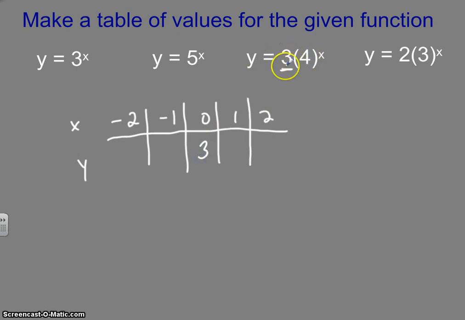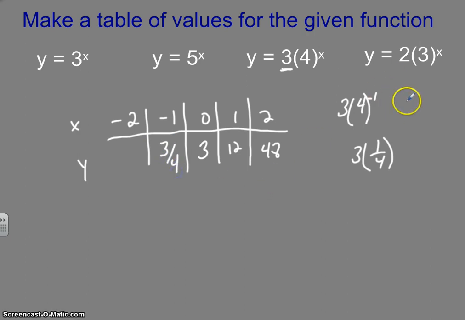4 to the first is 4. 4 times 3 is 12. 4 squared is 16. Okay, 16 times 3 is 48. 4 to the -1, remember, if I've got this and I put in -1, 4 to the -1 just flips the 4, basically. That gives me 3 times 1 over 4. Well, 3 times 1 over 4, if you remember how to multiply whole numbers and fractions, is just 3 over 4.